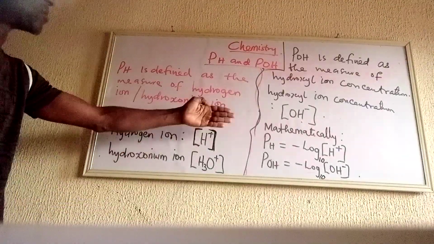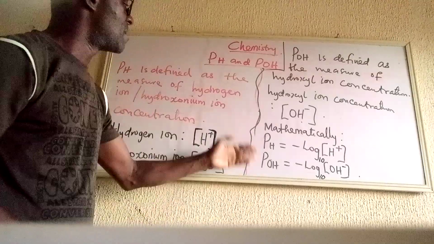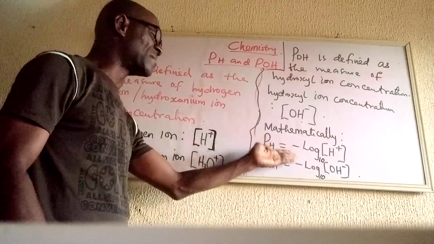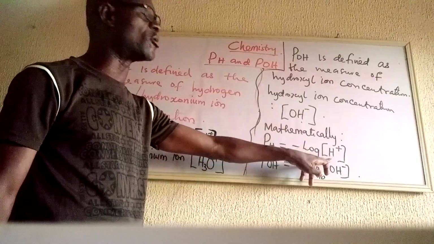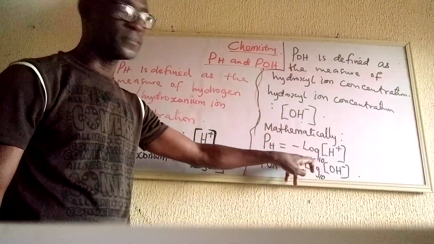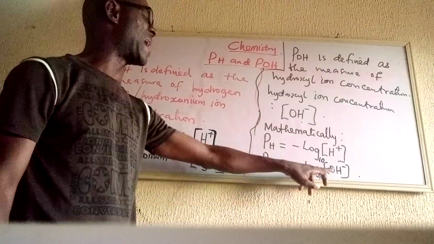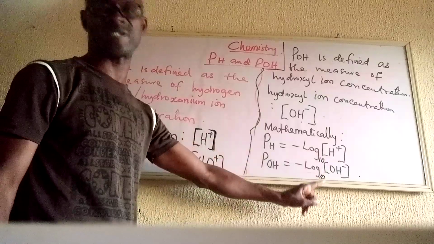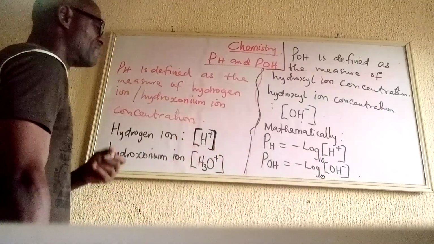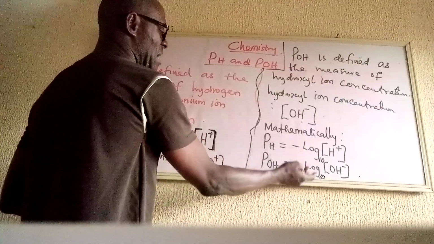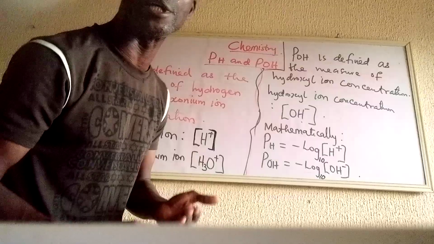Now, let's now express pH and pOH mathematically. pH can be expressed mathematically as the negative logarithm of hydrogen ion concentration to base 10. While pOH is the negative logarithm of hydroxyl ion concentration to base 10. So now, meaning that this can be used to calculate the pH and pOH of a solution.